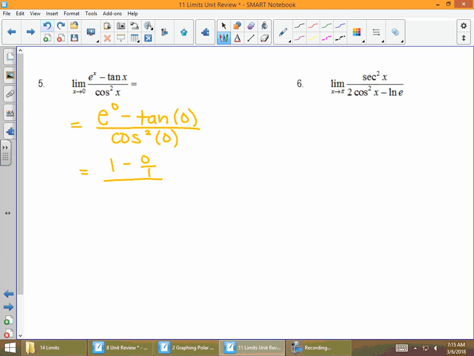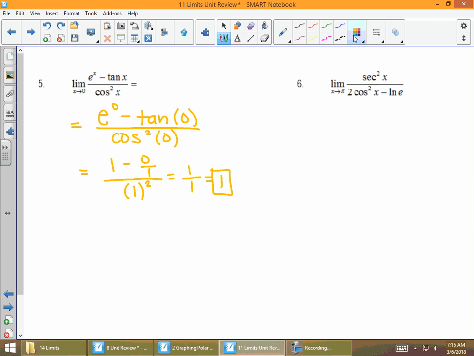And then we talked about how cosine at 0 is 1. So that's going to be 1 squared in the denominator. So I'm going to end up with 1 minus 0 is 1. 1 squared is 1. So this limit that looks like a mess to start with is just 1. Again, don't be scared of those problems. You know how to deal with trig values, and you know how to deal with exponents, whether you're dealing with e or any other exponential.